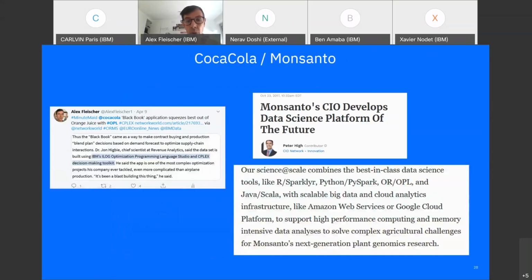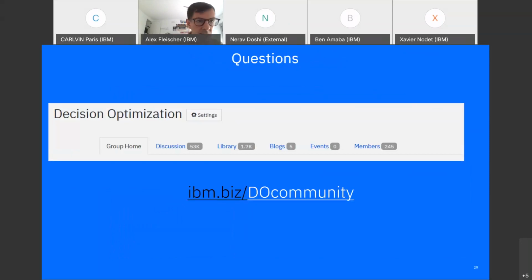And other customers, so bigger customers, Coca-Cola, they are using OPL and CPLEX. Monsanto, there was an article, they are also relying on CPLEX and OPL. And we have a very active forum in the IBM community forum. So it moved last month, but it's already very active in its new place. So this is the very short URL to remember. And if there are some questions, I can answer.